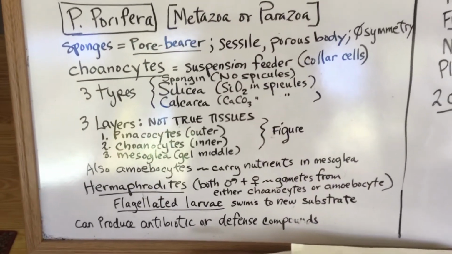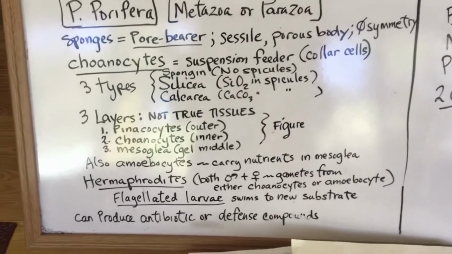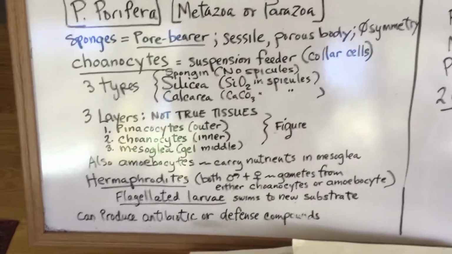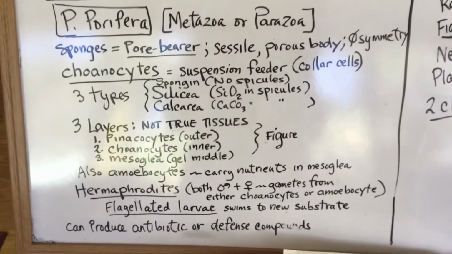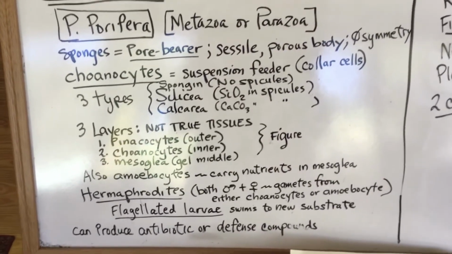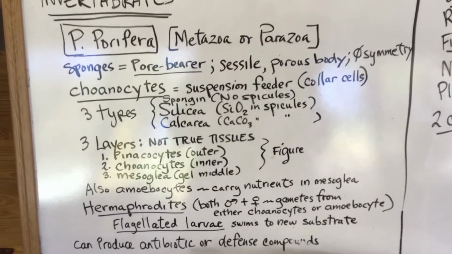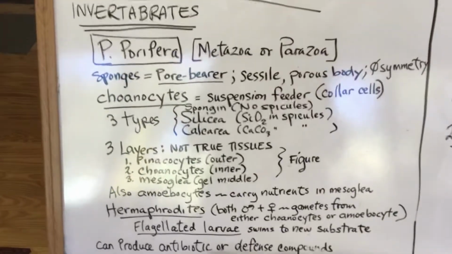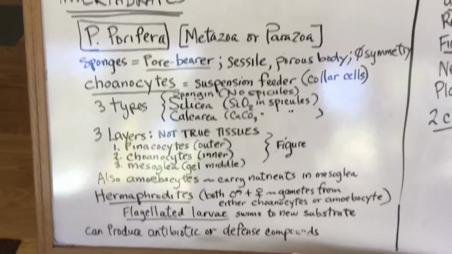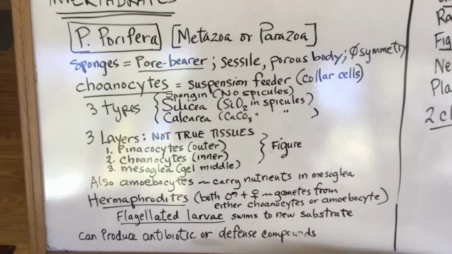These guys can also produce antibiotic substances or defense compounds, some of which can be used by us as a perhaps source of, I think they make a cancer drug out of it. They use it to help produce some antibiotics. So, sponges have some uses other than just wiping up water around your kitchen table.